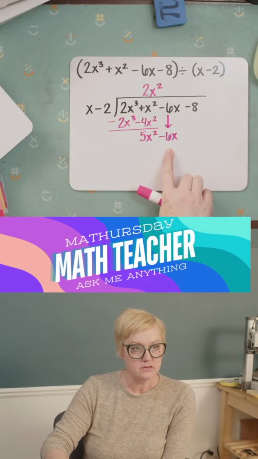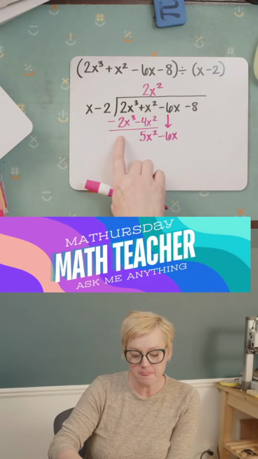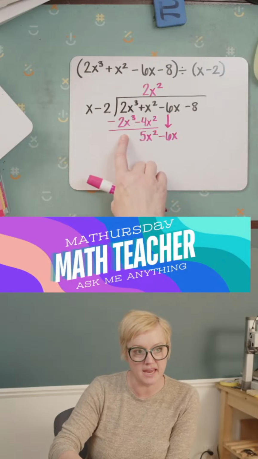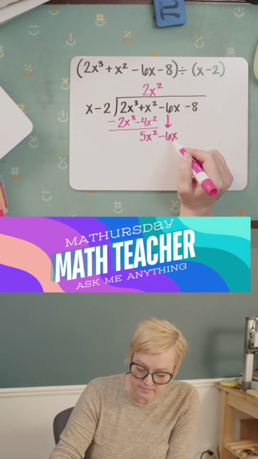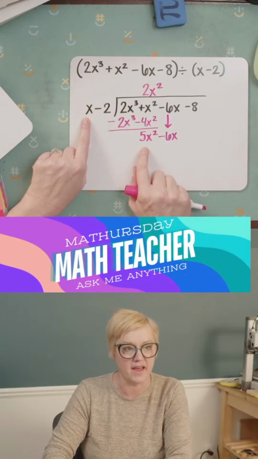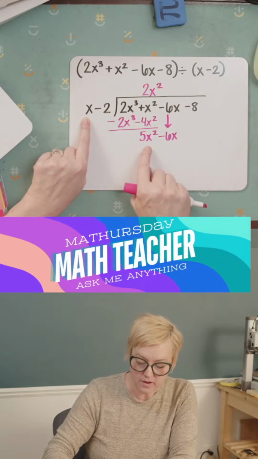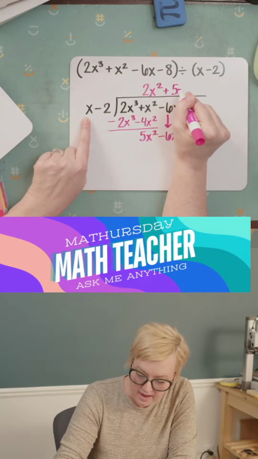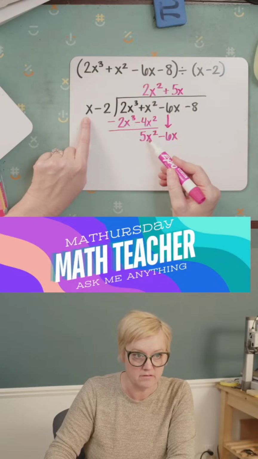It's not 4x cubed. It's 2x cubed, because it's minus 2x cubed. So those cancel out, and that gives me a 0. Now -6x comes down. So now I'm going to look at this term and this term. So x times what gives me 5x squared? This is going to be plus 5x, because 5x times x gives me 5x squared.